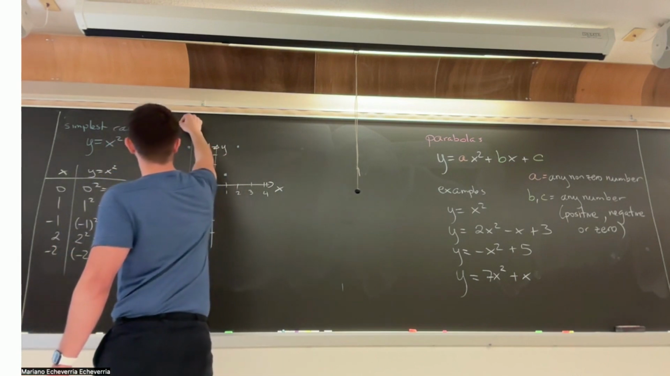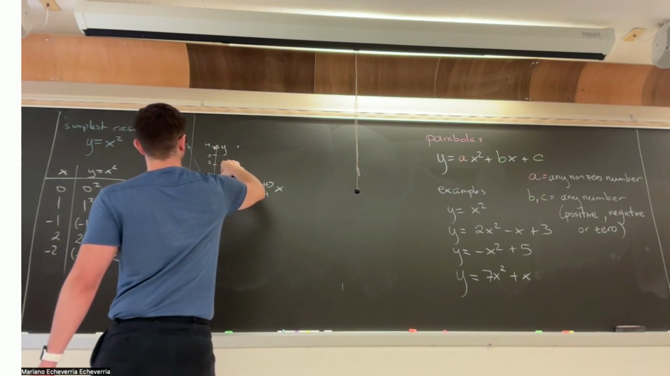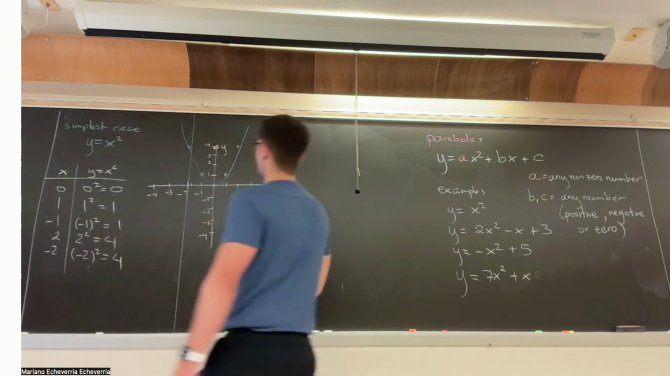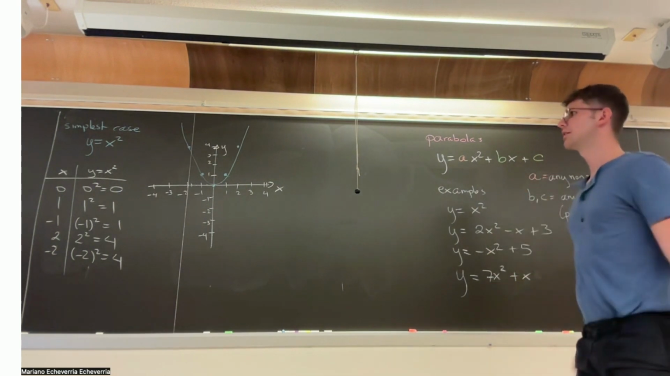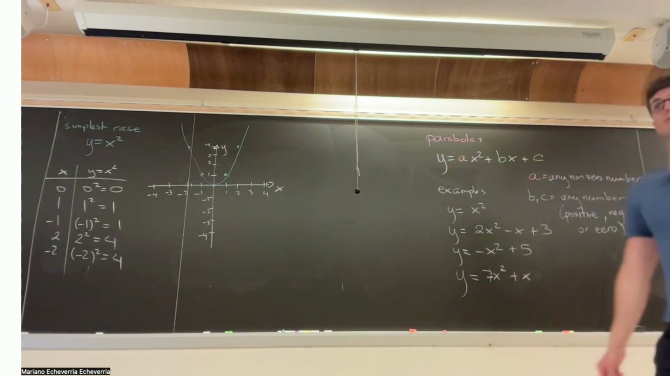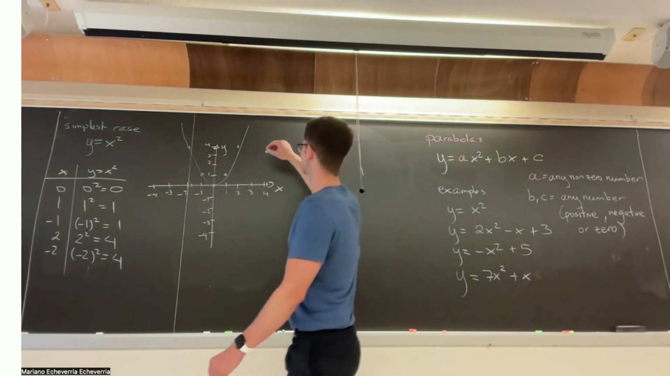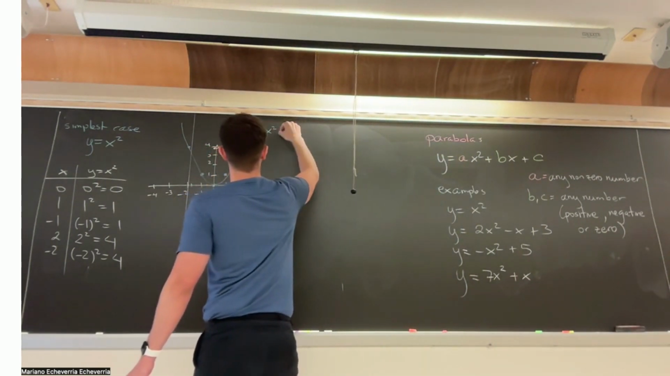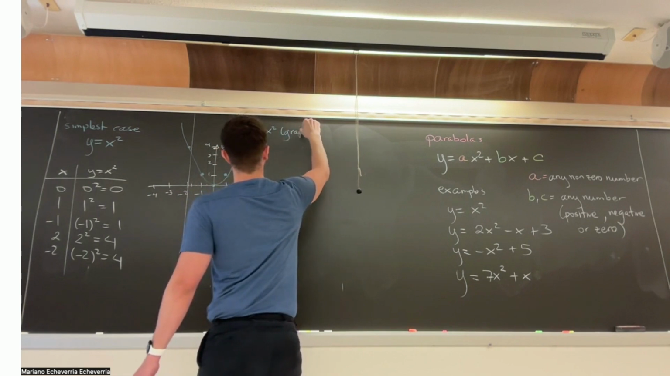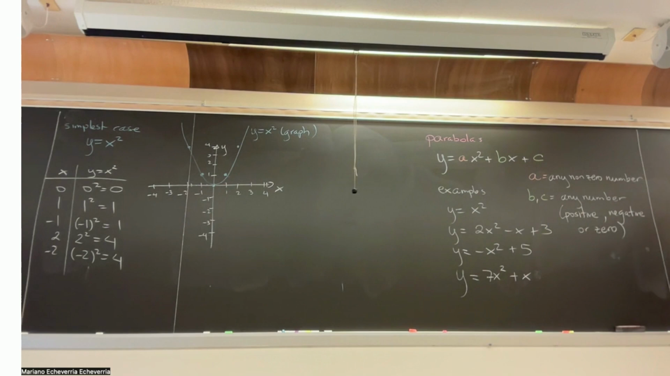So you start joining the dots. If you did this for a lot of values of x, and you just join all the dots together, the graph, which is what we call this, looks like this. Does that make sense?